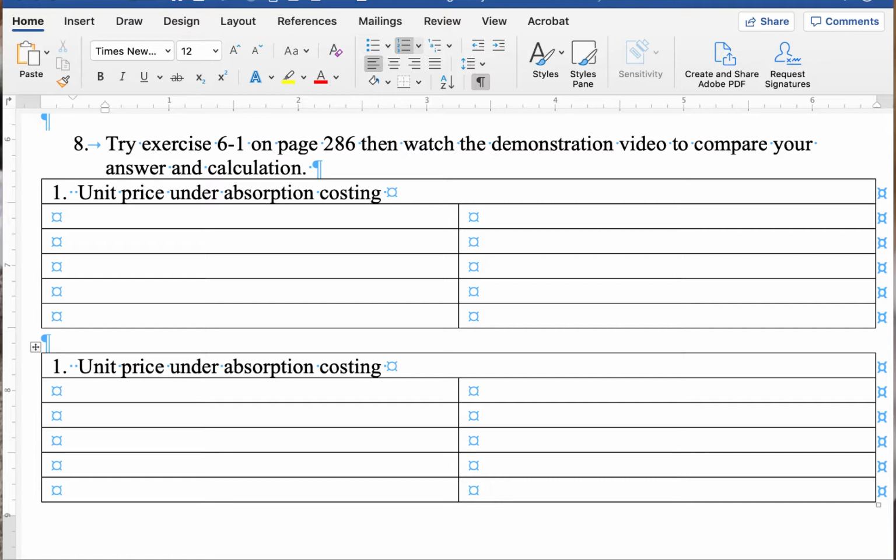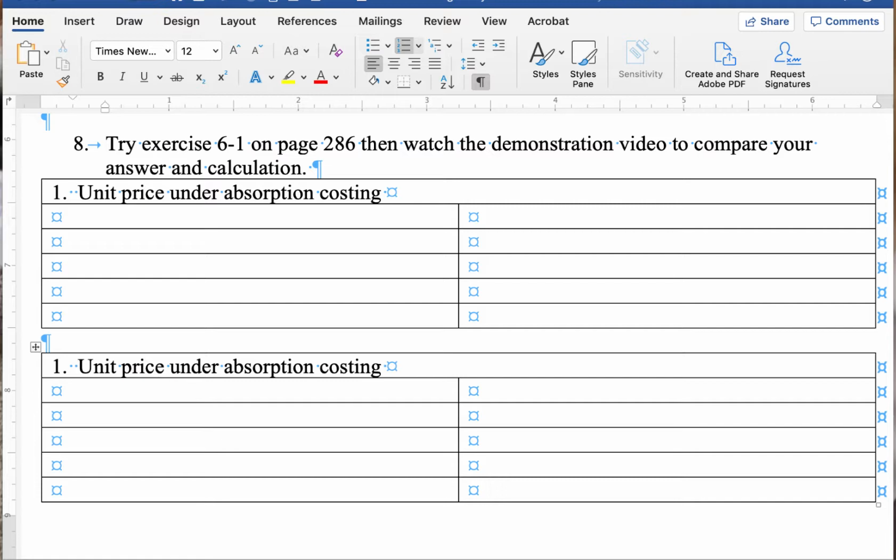If not, that's okay. As promised in the study guide, we're going to go over these problems, and I want you to compare the answers and the calculations you got with what we do here. If you haven't attempted them yet, please pause the video and attempt them, and then come back and we'll walk through everything.